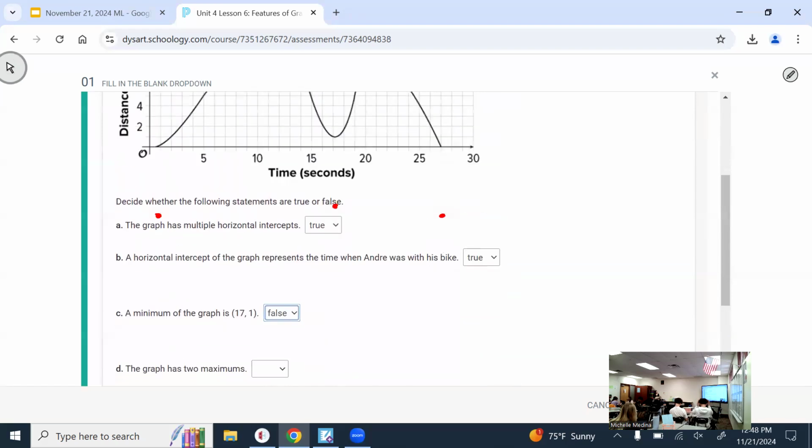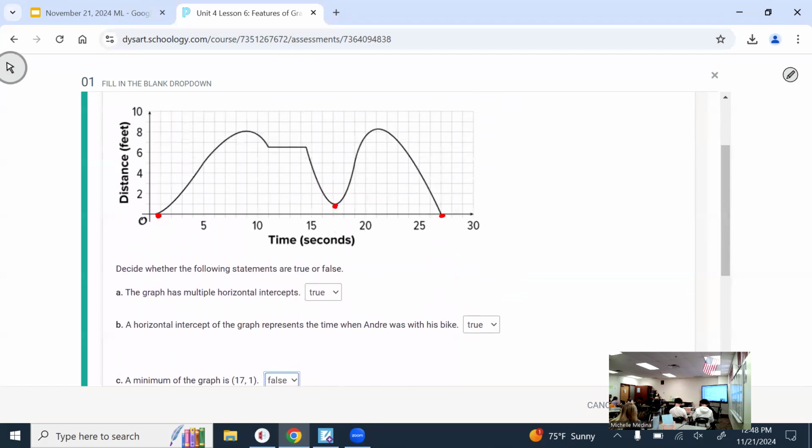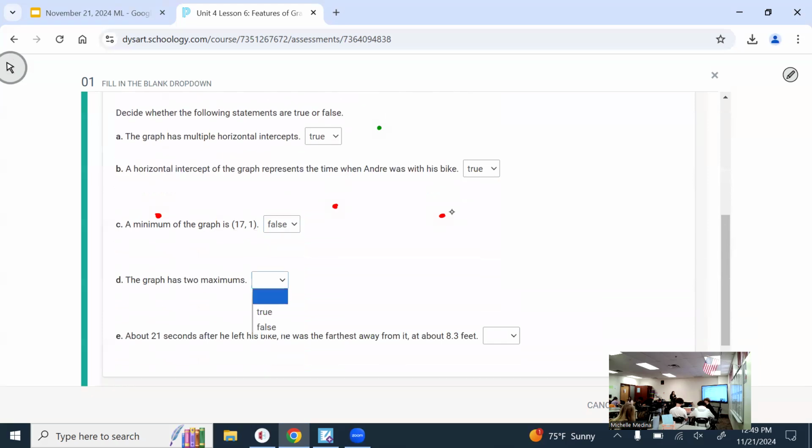The graph has 2 maximums. So let's see. If they happen to be the same, then yes, there can be 2 maximums, but if they're different, then you would only pick the one that's highest. This one looks a little bit higher. Because right here, this one punches the 8, this one's a little bit above the 8. I would say that is false. There is not 2 maximums.